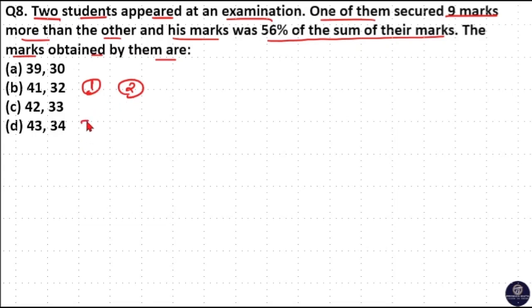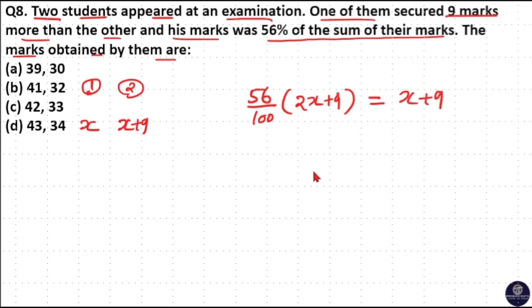And if the first student scored X marks, then the second student scored 9 marks more than the first student. That is X plus 9. And the second student also scored 56% of the sum of both the students' marks. The sum of both the students' marks is X plus X plus 9, that is 2X plus 9. So 56% of the sum of both the students' marks is the second student's mark. That is X plus 9.